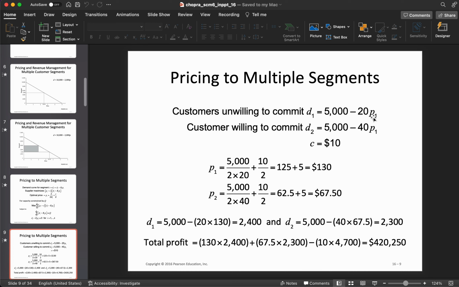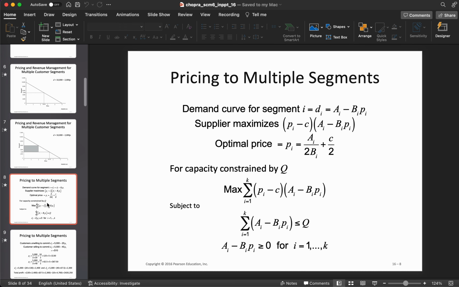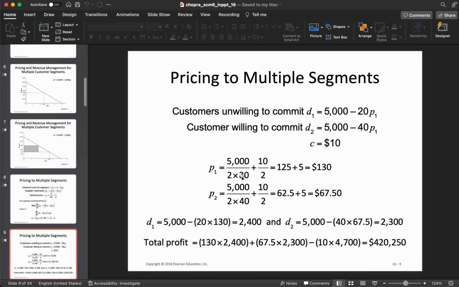So with the demand curve for this segment, the value of A is 5,000. So it's A over 2 times B. Remember, the formula is A over 2 times B plus C over 2. That's the price. So that's 5,000 over 2 times 20 plus C over 2. This adds up to $130. For the second segment, the price is $67.50, so essentially almost half, but slightly less than half.